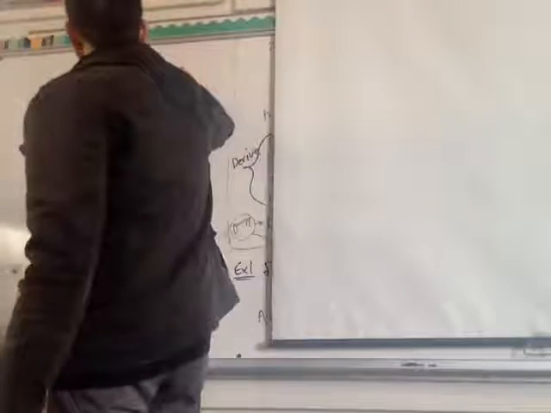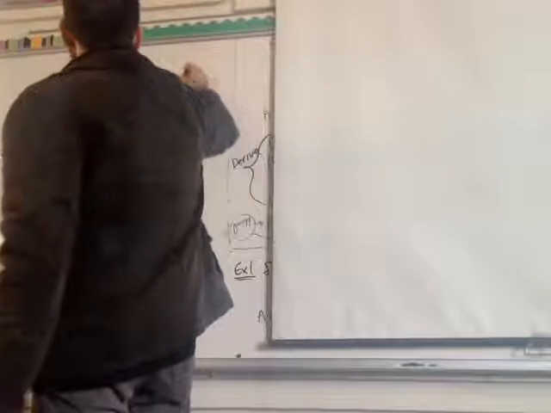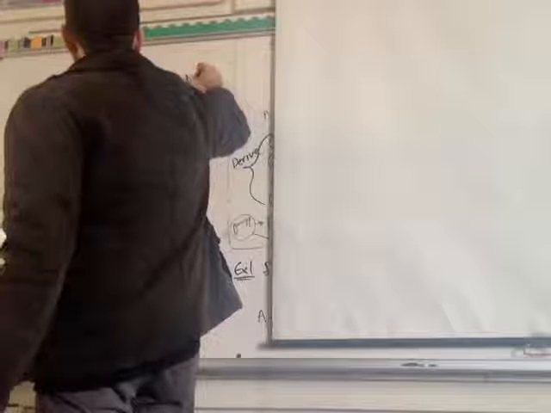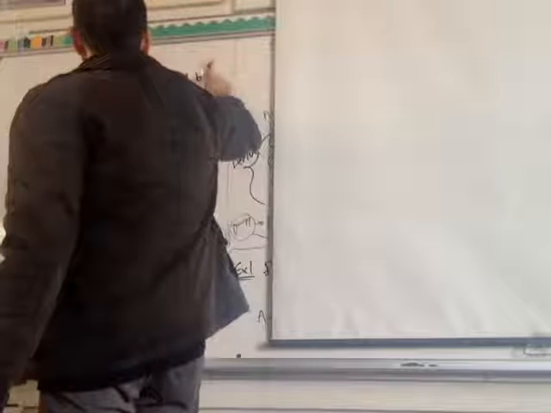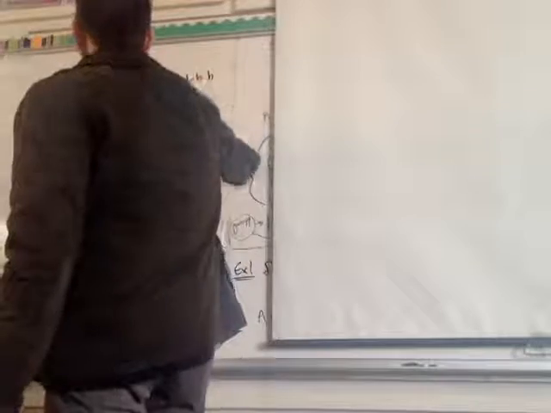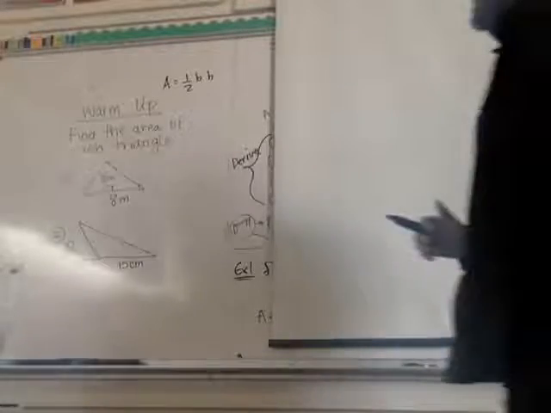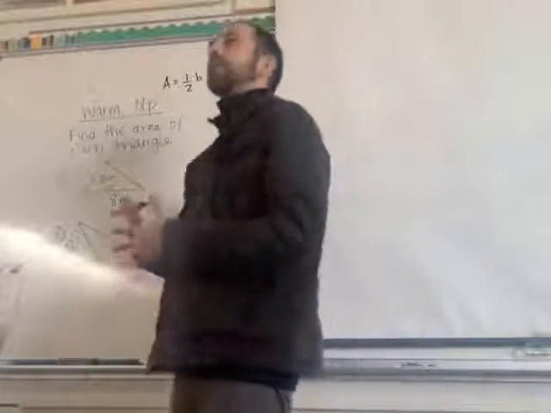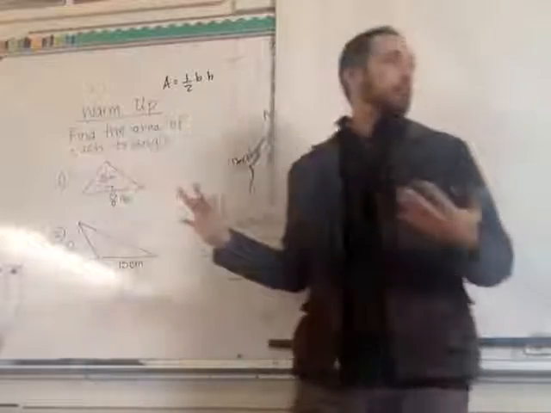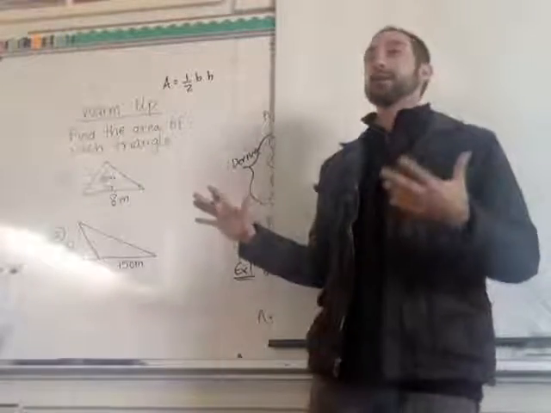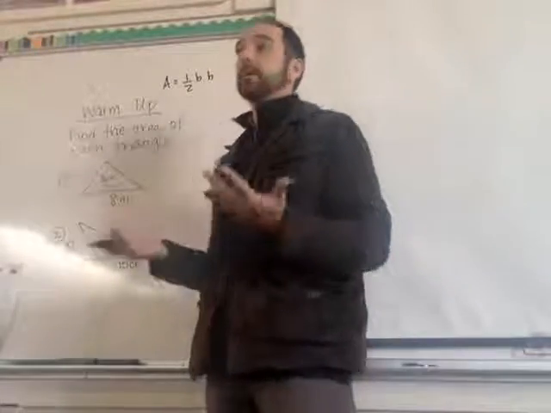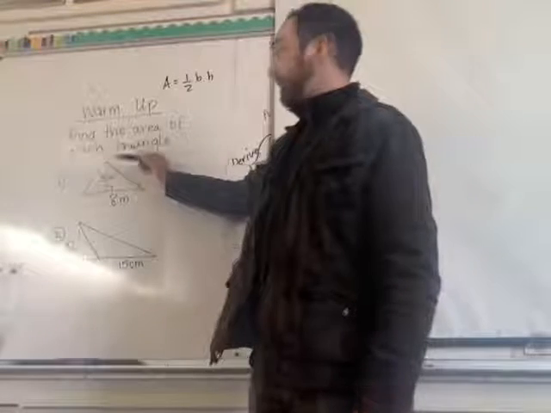B times H over 2. Okay, good. I'm going to break it up a little differently. It's the same thing: B times H, so base times the height, times a half, or divided by 2. I want to match what I've written up here. So good job. These are very simple, Math 1 type problems, where you just identify the base, the height, multiply them, then divide by 2, or multiply by half, either.